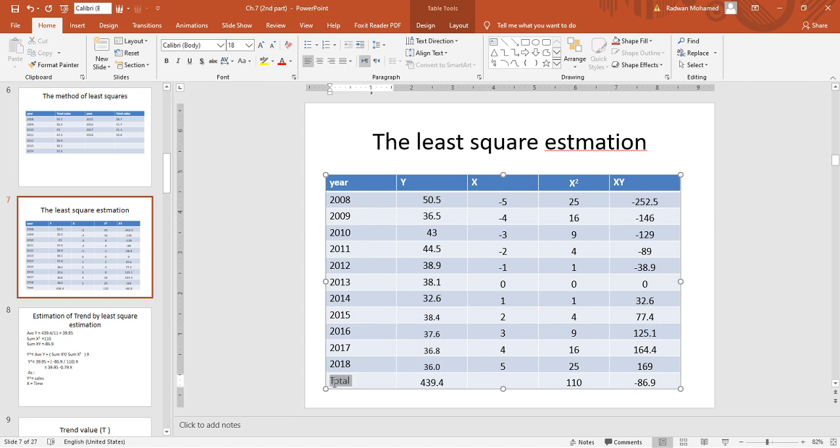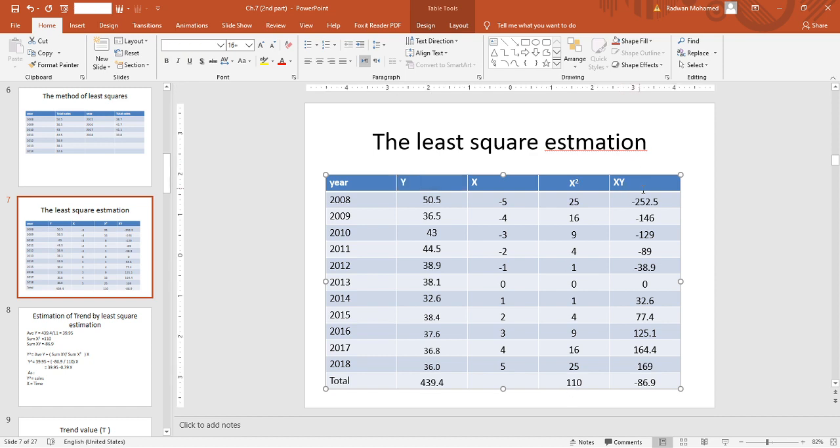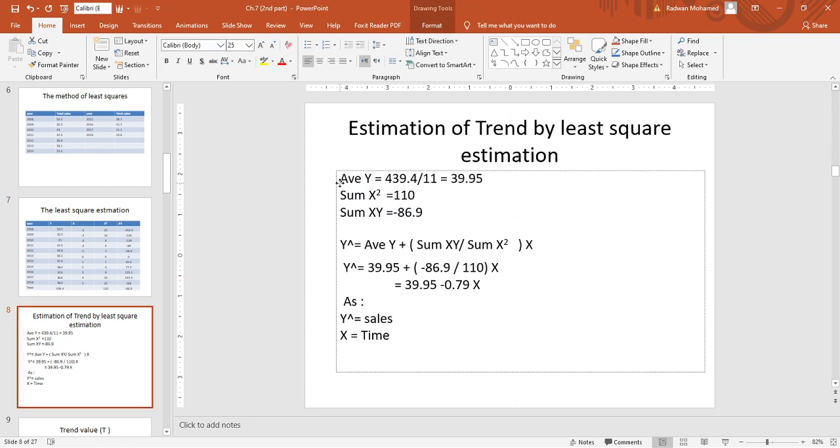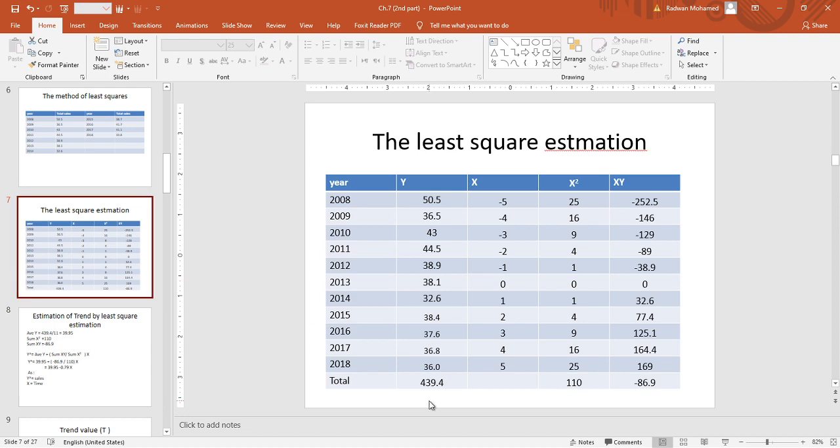Then I have to calculate the totals for every column: the total of y, the total of x squared, and the total of x multiplied by y. If you're using your calculator, do the summation for this column, then another summation for x squared, and another summation for x multiplied by y. Then I have to apply the rule, which starts with the average of y. How could I identify the average of y?